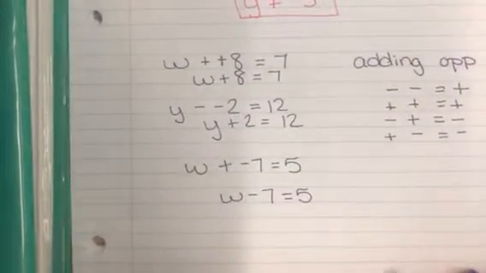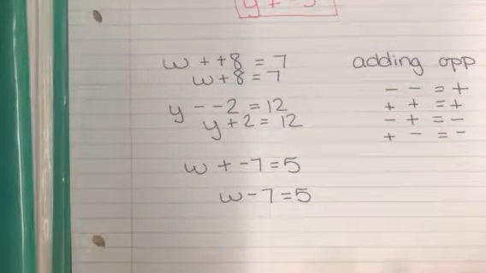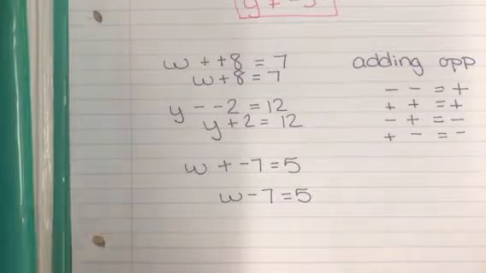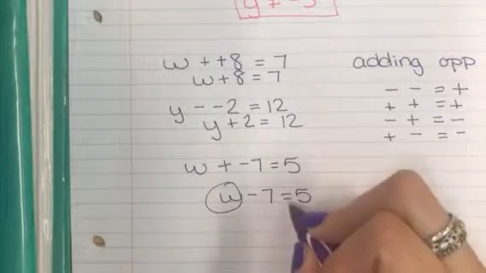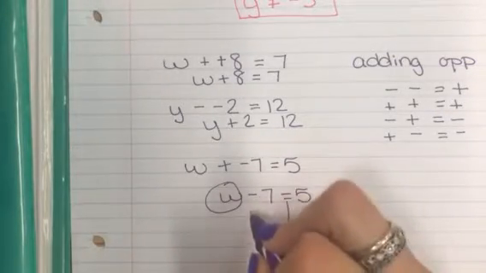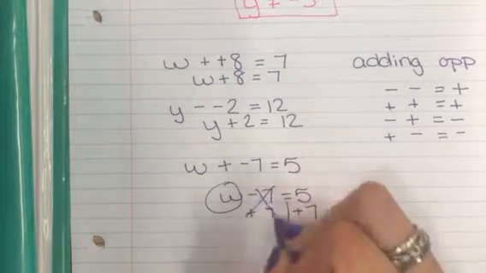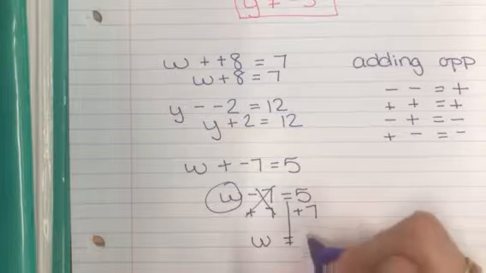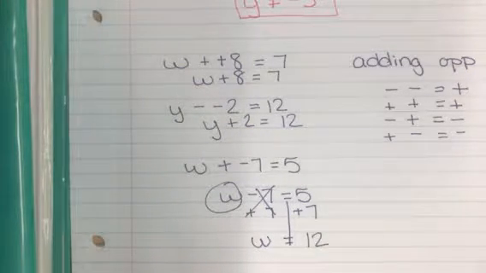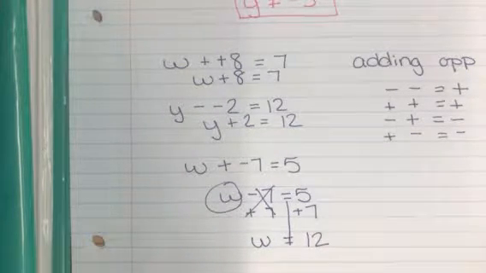By doing that, you'll only have one operation to deal with, which will make the problem a lot easier, and then you can just solve it the way that we have been. We see subtraction, and we will undo subtraction with addition, and we would get w equals 12.